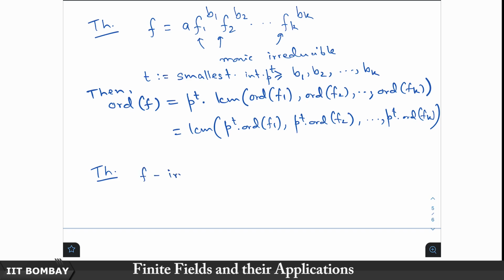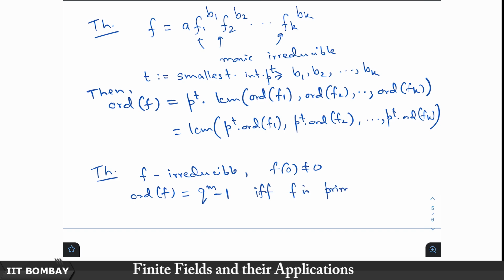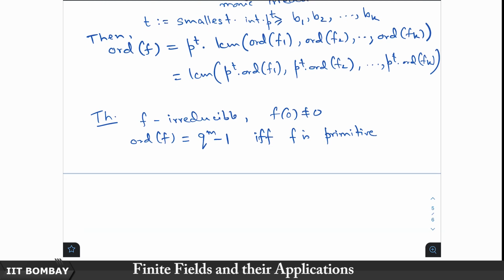So, f is irreducible, f of 0 is not equal to 0, then the order of f is equal to q^m minus 1 if and only if f is primitive. And because of this result, primitive polynomials are of importance in such contexts. Wherever we want polynomials with large order, we want a primitive polynomial like that.